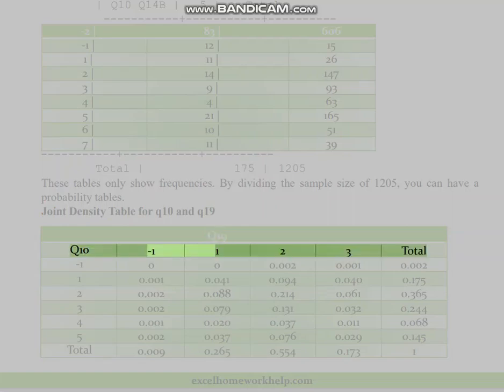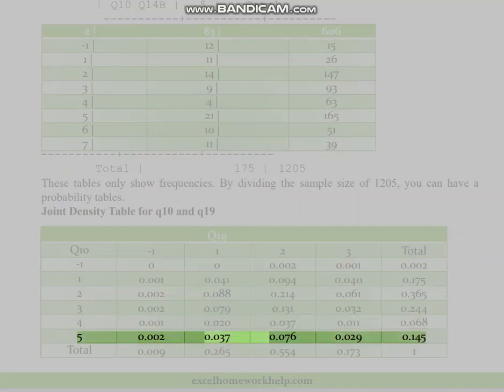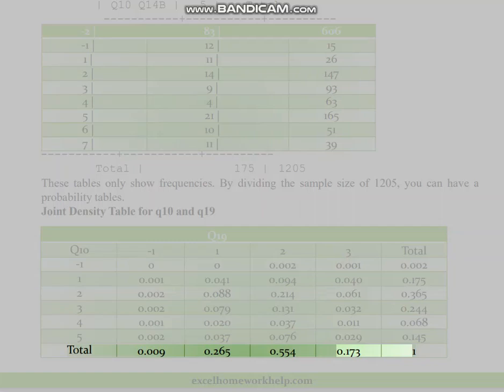Q19, Q10, minus 1, 1, 2, 3, total. 0.002, 0.001, 0.020, 0.040, 0.090, 0.037, 0.110, 0.038, 0.030, 0.076, 0.029, 0.145, total 0.009, 0.265, 0.554, 0.173, 1.